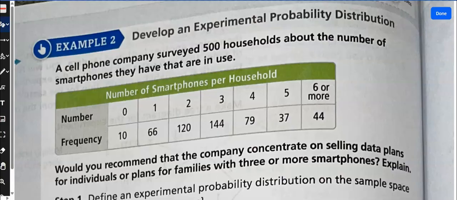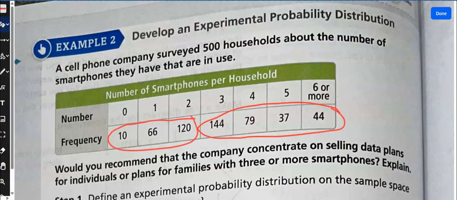It says, would you recommend that the company concentrate on selling data plans for individuals or plans for families with 3 or more smartphones? So 3 or more smartphones, that's this group over here. And then you got this group over here. So which group do you think is the better fit for what we should be concentrating our energies and efforts on?